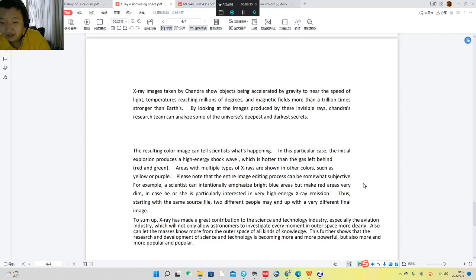To sum up, X-ray has made a great contribution to the science and technology industry, especially the aviation industry, which will not only allow astronomers to investigate every moment in outer space more clearly, but also let the masses know more about all kinds of knowledge from outer space. This further shows that the research and development of science and technology is becoming more and more powerful, but also more and more popular.